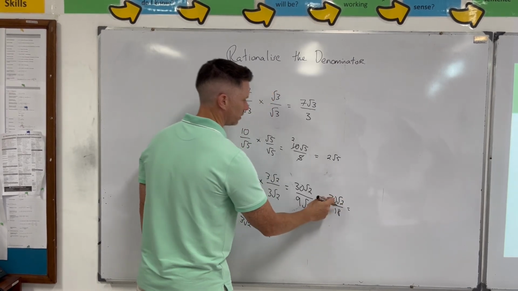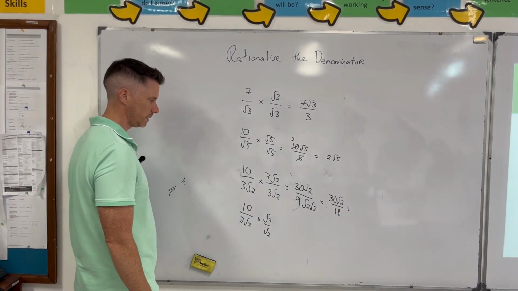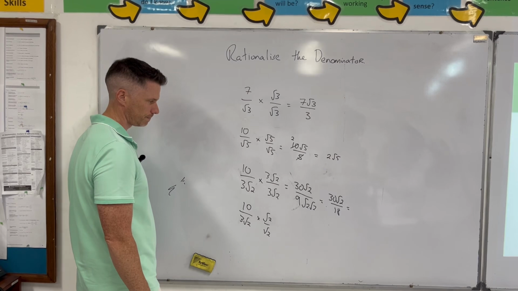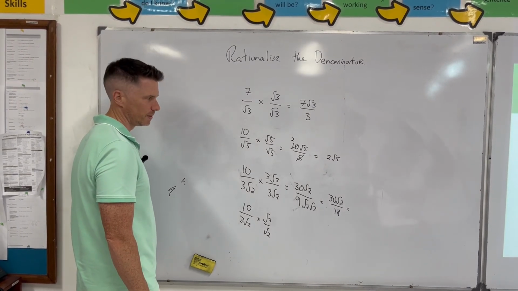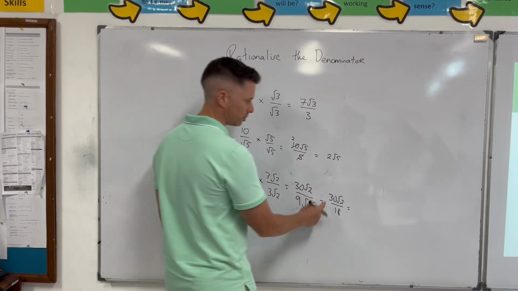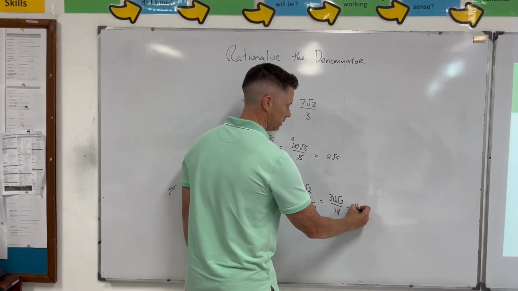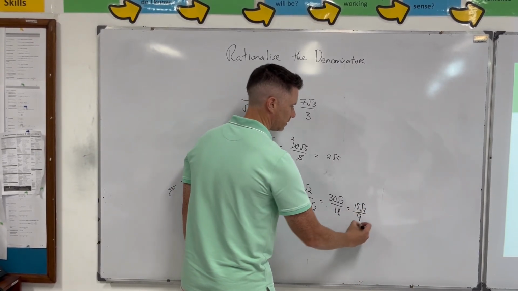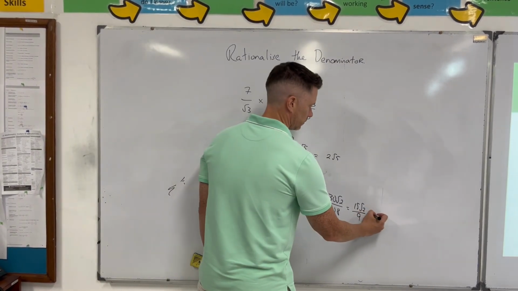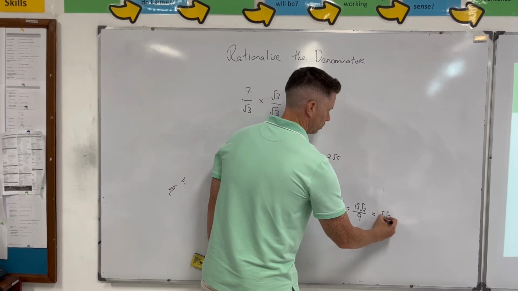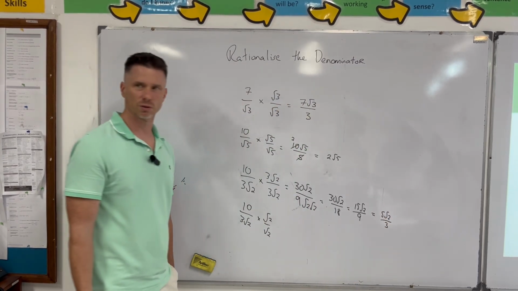Now I can simplify the 30 over 18. I know 2 definitely divides into both. So that's 15 root 2 over 9. Can I divide by 3? Yes. So that gives 5 root 2 over 3. That's about as far as I can go, yeah.